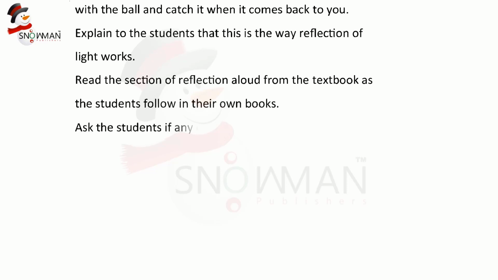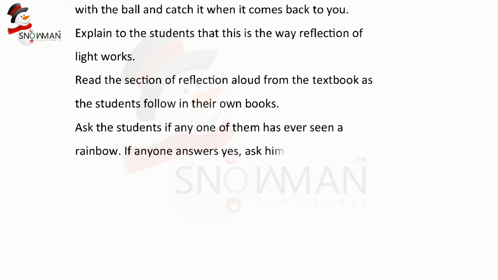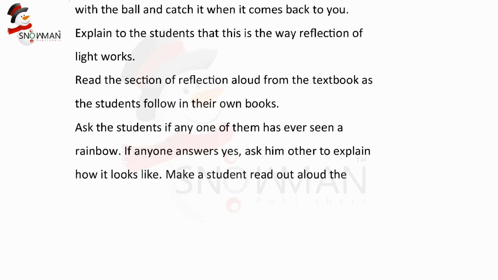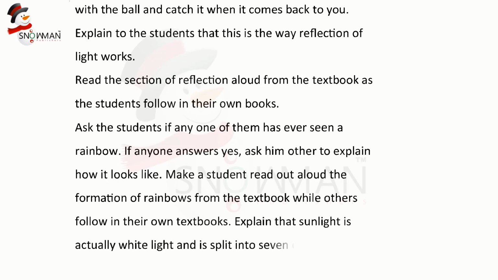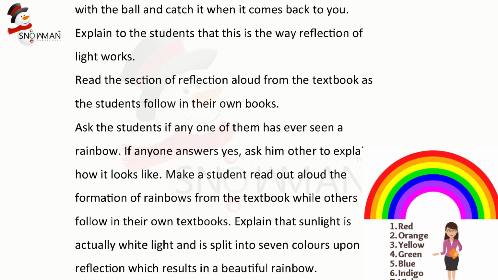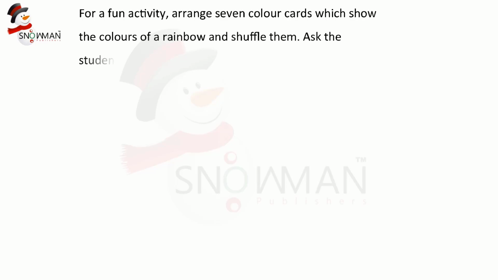Ask the students if any one of them has ever seen a rainbow. If anyone answers yes, ask them to explain what it looks like. Make a student read out aloud the formation of rainbows from the textbook while others follow in their own textbooks. Explain that sunlight is actually white light and is split into 7 colors upon reflection, which results in a beautiful rainbow. For a fun activity, arrange 7 color cards which show the colors of a rainbow and shuffle them. Ask the students to sequence them as in a rainbow.